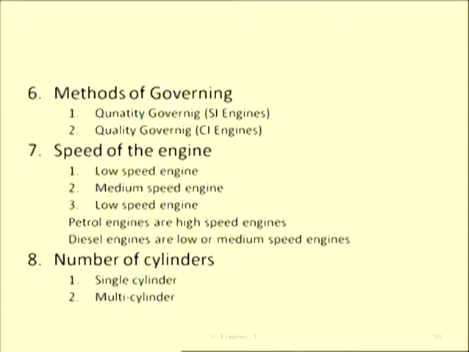Now come to the second, the quality governing system. You can take a simple example: you have a glass of Rasna. There should be a proper mixture. If the water amount is more, the taste will be different, and if the Rasna amount is more, the taste will be different. So that is called quality. If you want to maintain constant quality, there should be a constant proportion. If it varies, the taste will vary.